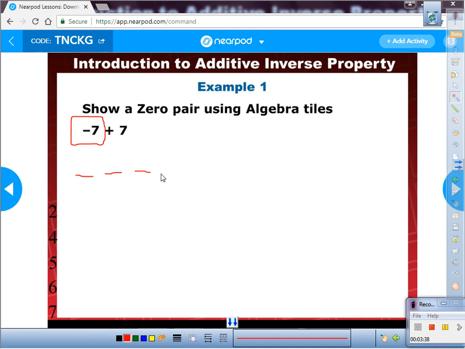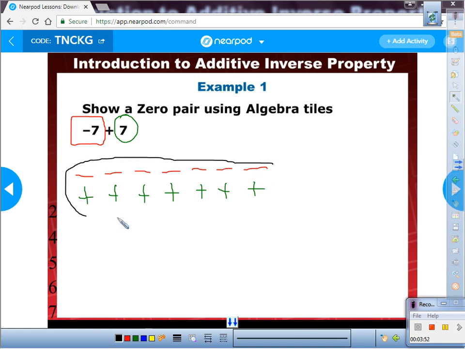1, 2, 3, 4, 5, 6, 7. What is my second number? Positive 7. 1, 2, 3, 4, 5, 6, 7. I circle this because they are opposites and they make a zero pair. Therefore, this becomes 0. What property did I just use? Everyone. The additive inverse property. That is correct. So copy that.